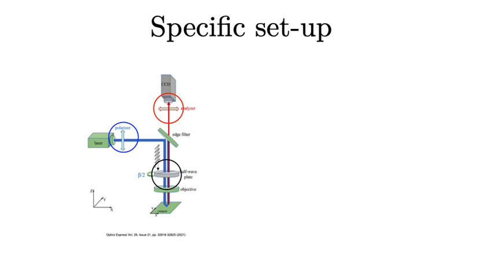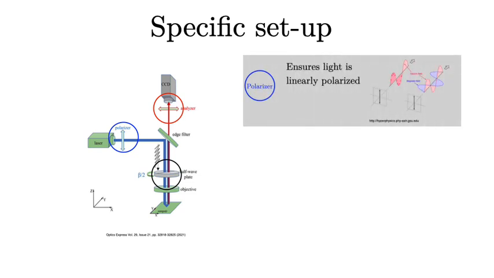mathematically and graphically. The polarizer ensures that light is linearly polarized. So basically, when we say linearly polarized, we just say that the electric field, which is the direction of the polarization, this is the definition, lives on a plane and is linearly polarized. So it doesn't go on a circle, which would be a circular polarization.